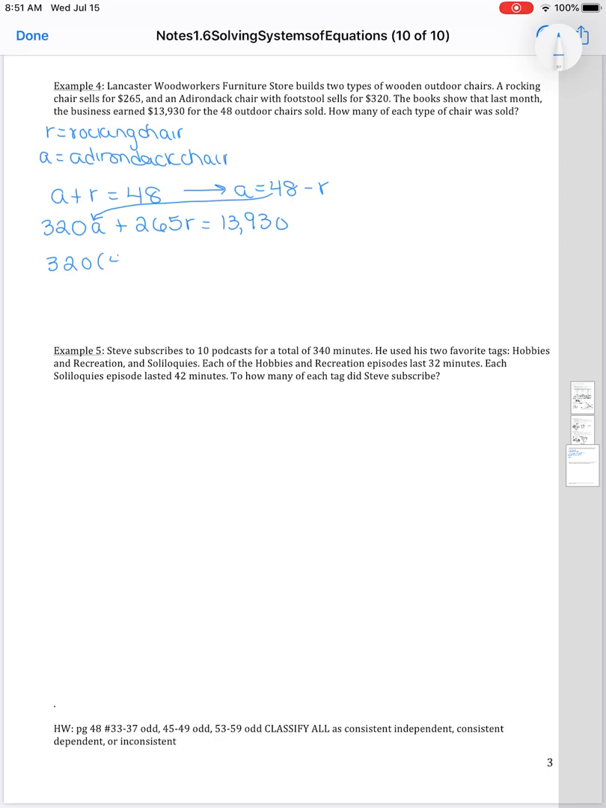Me personally, I would probably opt for substitution just because you can isolate one of the variables. So I'm going to isolate the A and then take that and sub that into the second formula. And then I'm only left with 1 variable, and now I'm going to go about and solve. So I'm going to distribute.